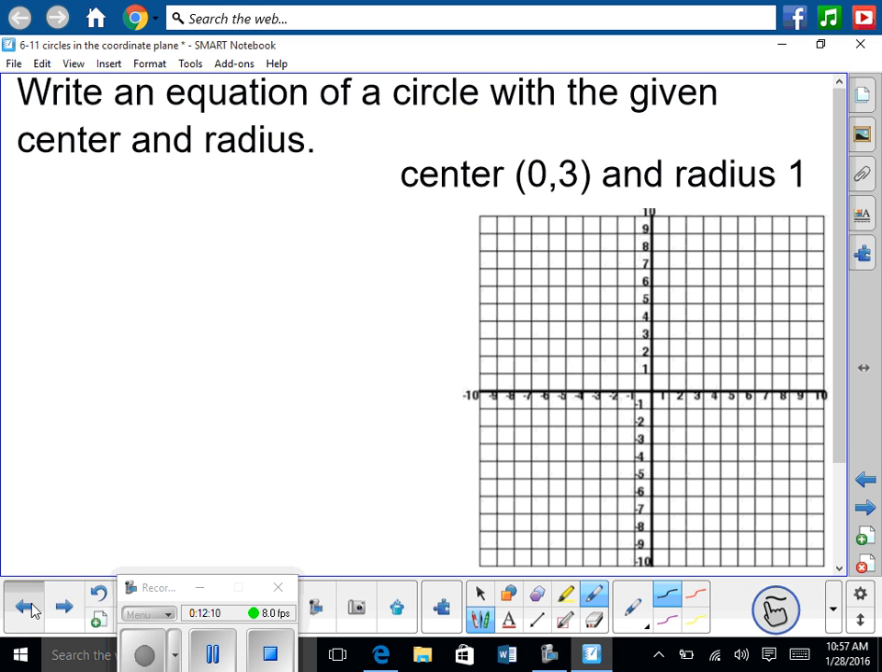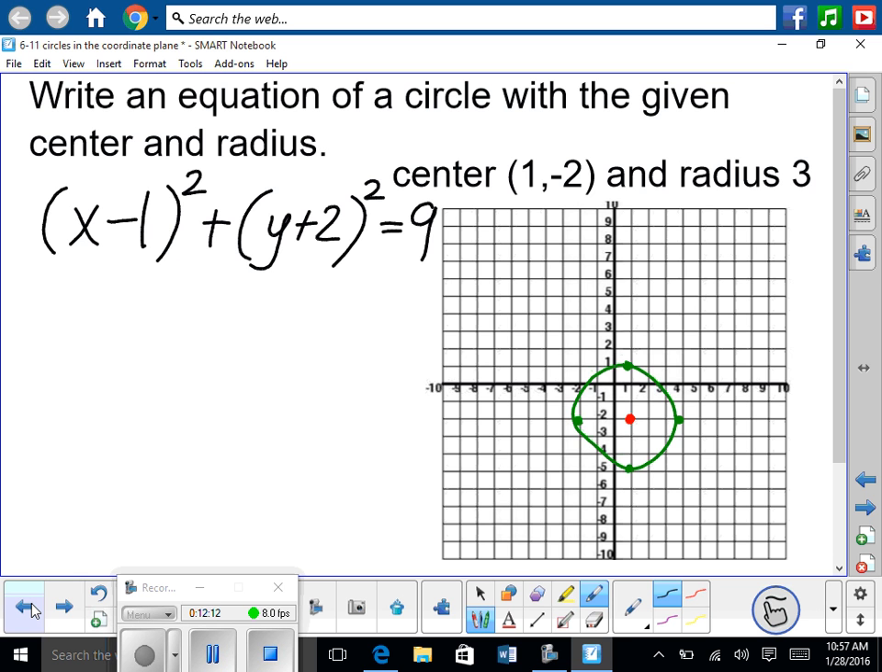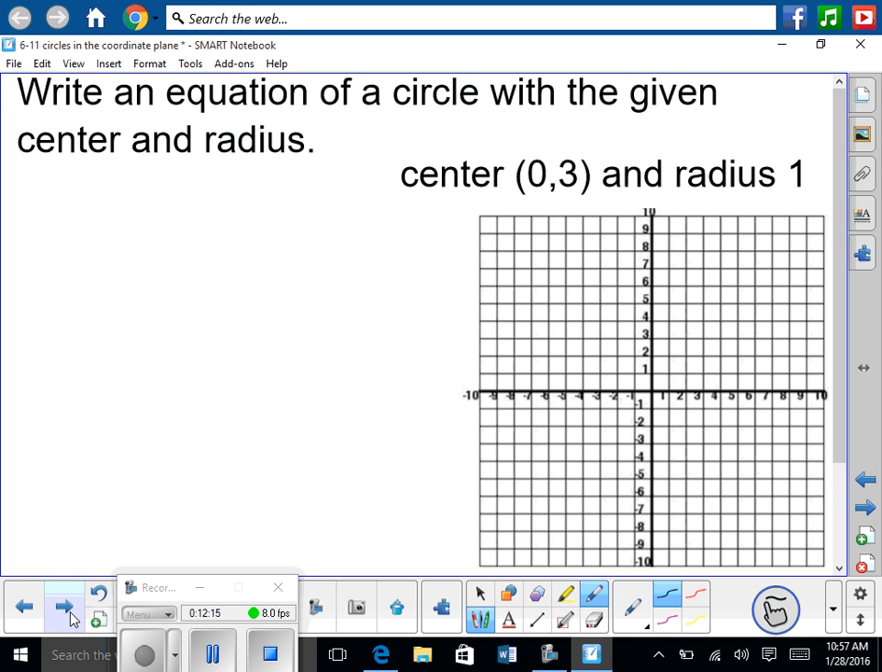Yes? We wrote the equation of the circle. Okay. Next one. Center 0, up 3. So we went from over 0, up 3. Then I had a radius of 1. So I went out 1, up 1, over 1. We have a circle with a radius of 1.